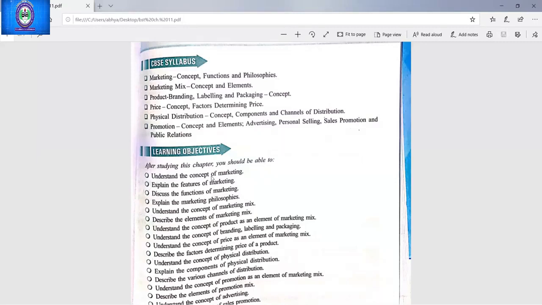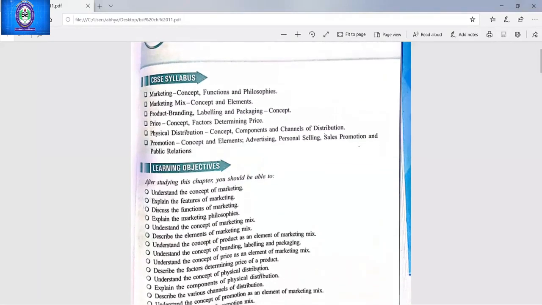Here you will be doing all these topics theoretically, and in project work, all the knowledge which you acquire from this chapter, you have to apply practically. So you have to do all these things practically. This chapter you have to do theoretically as well as practically in project work. As the name implies, the name of the chapter is marketing management.